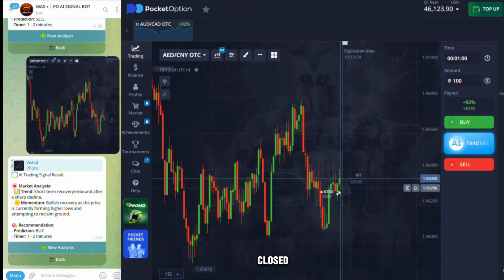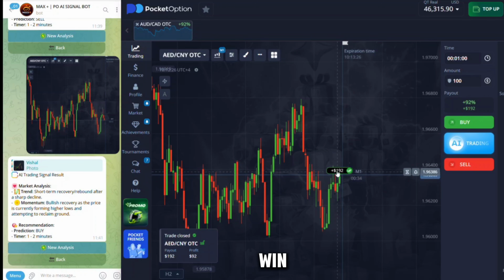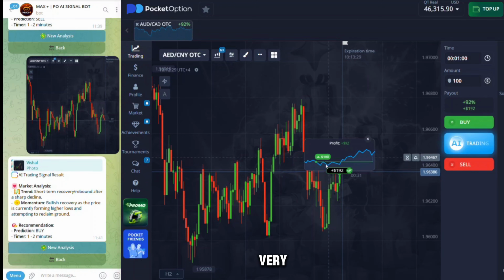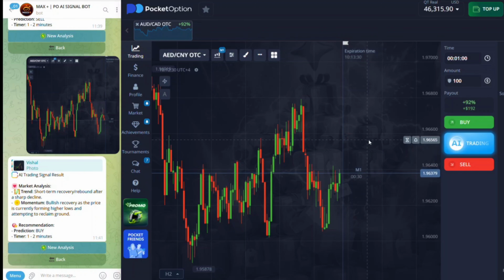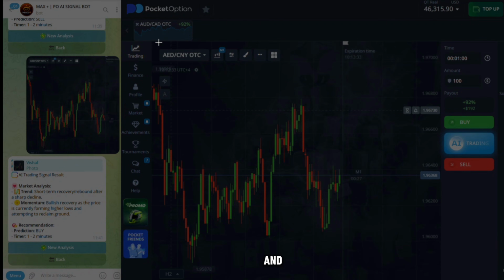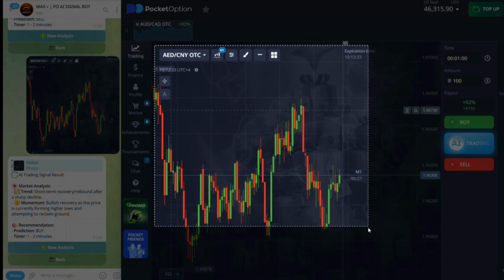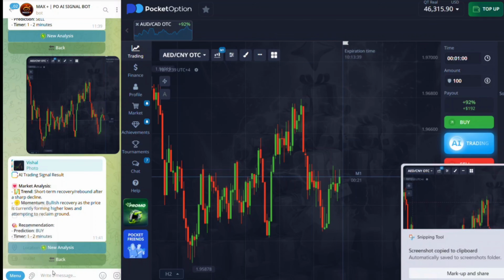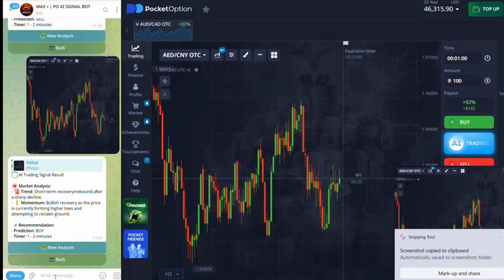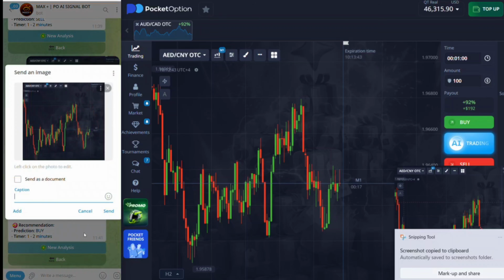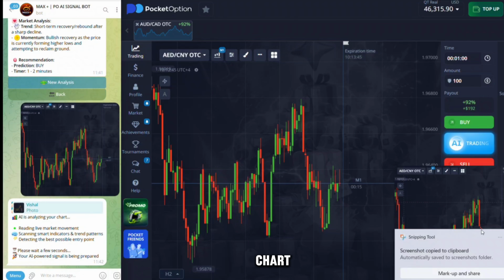The position has closed, trade win, and not just a win. This trade closed with a very strong margin. Let's move on to the next setup. I'll take another screenshot and upload it to Max Plus Bot. The bot is analyzing the chart.